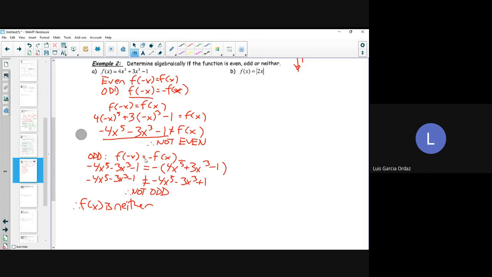So we're gonna do B. So B, we have f of x equal to the absolute value of 2x. Okay? So let's start with the even function. So we have f of negative x is equal to f of x. So all we're going to do is sub in a negative x for x. Okay? So we have the absolute value of 2 times negative x is equal to f of x.